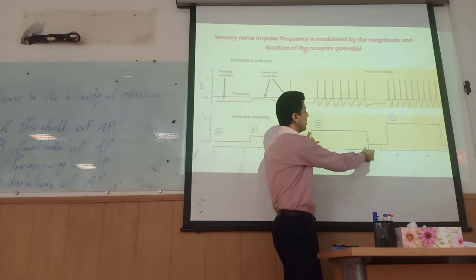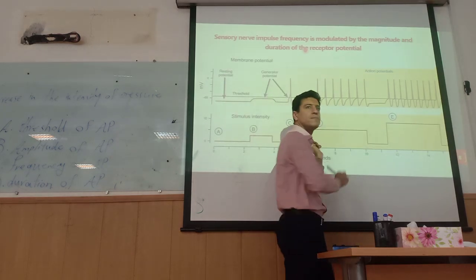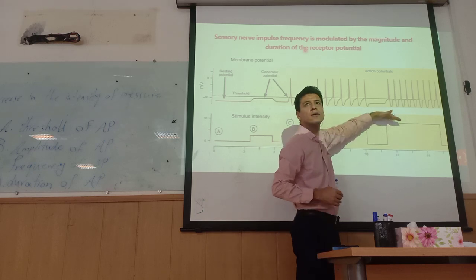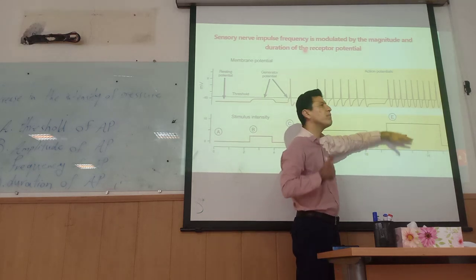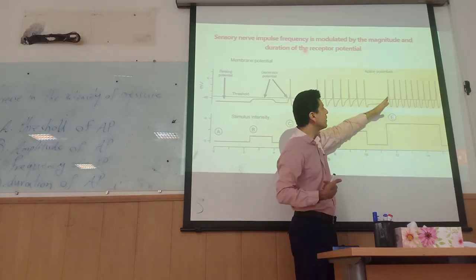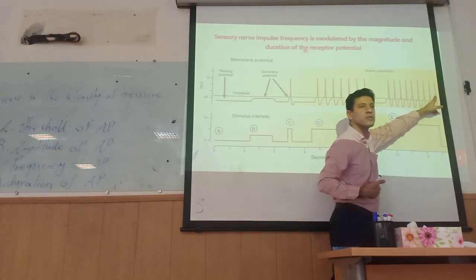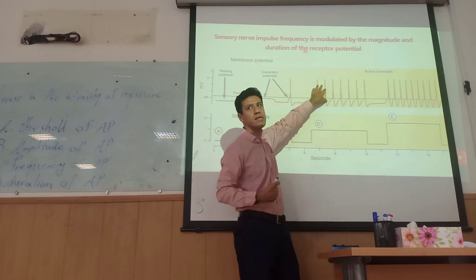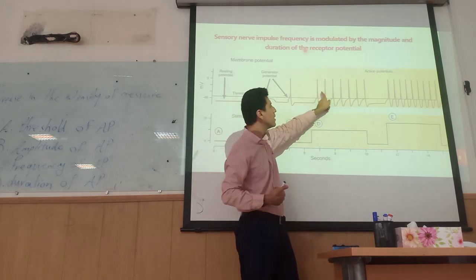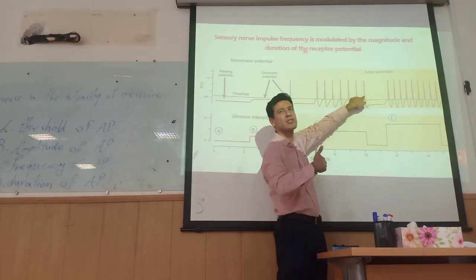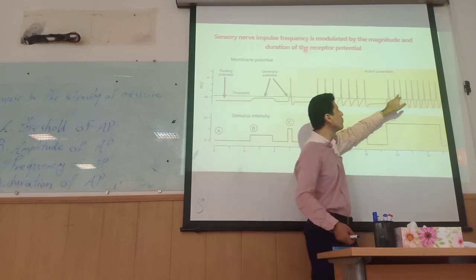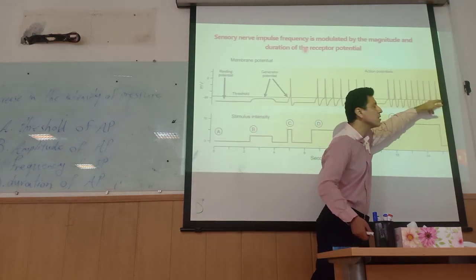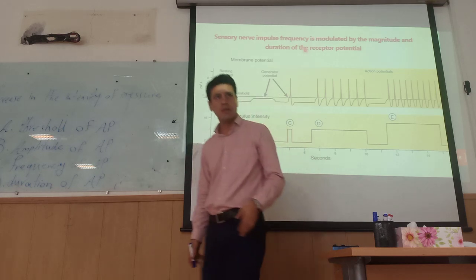With another stimulation, the duration is the same, but the strength is different. Here we have more pressure. The result is more action potentials. So the frequency here is more than the frequency here. Right? 1, 2, 3, 4, 5, 6, 7 action potentials per second. 1, 2, 3, 4, 5, 6, 7, 8, 9 action potentials per second.